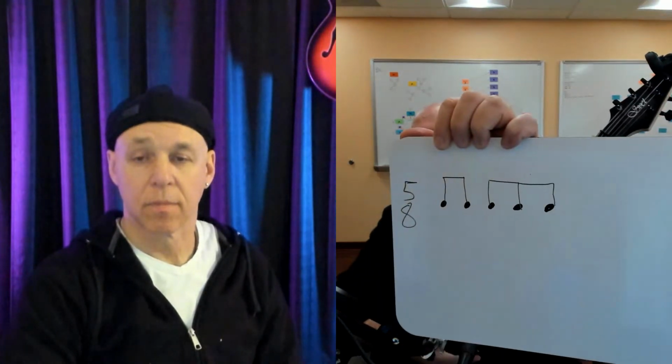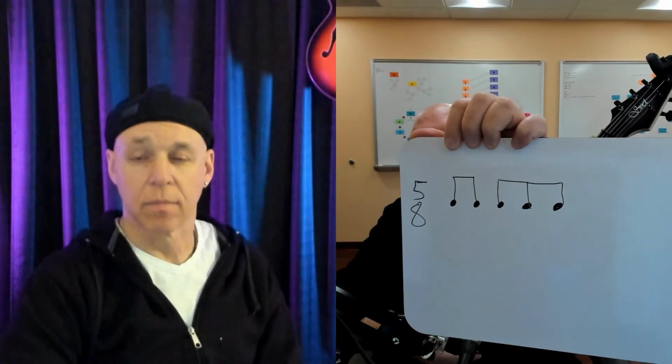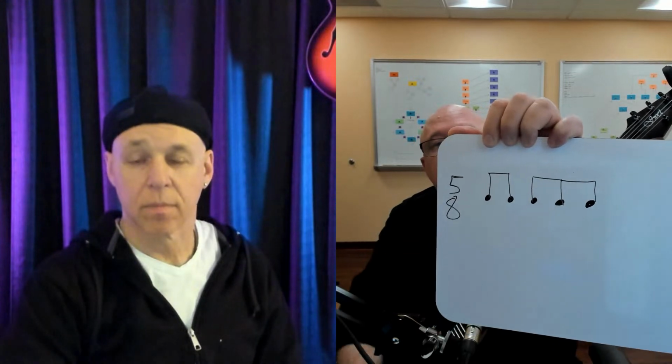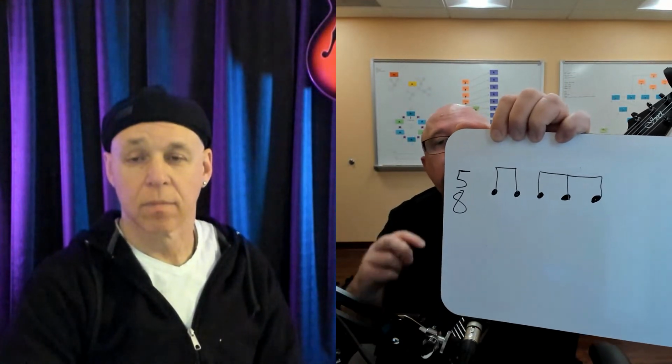But if you see it beamed this way, now you have a group of 2 and a group of 3. So now from this, it's pretty easy to assume that it's 1 2 1 2 3, 1 2 1 2 3, 1 2 1 2 3.